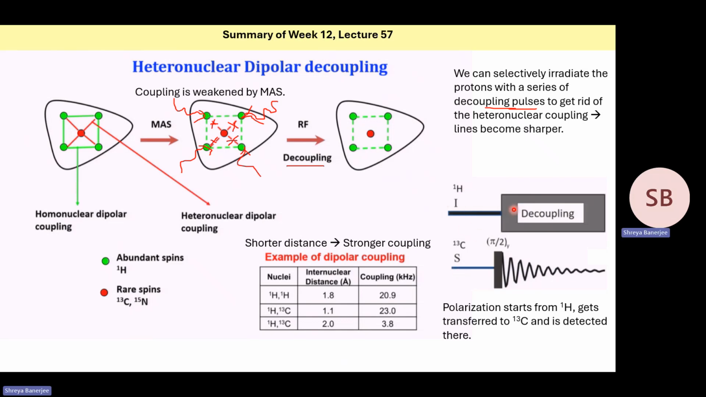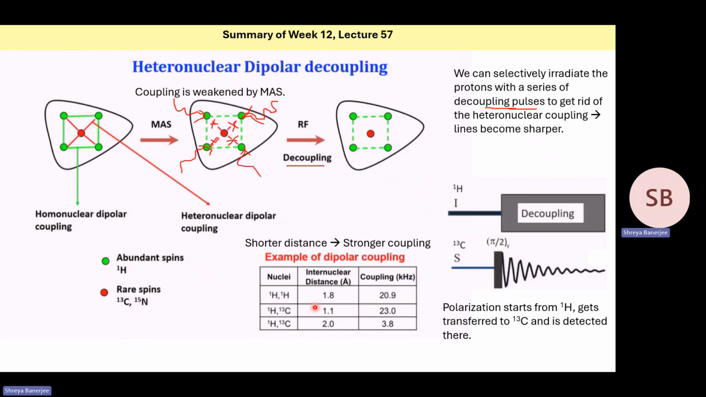Here briefly the pulse sequence is shown. Basically, you start from 1H, you selectively irradiate the 1H, and then the polarization gets transferred to 13C, and the final FID is detected on 13C. Basically, why we need to do this is because of this coupling, the lines are getting broadened. So if we manage to decouple it, the lines will become sharp.